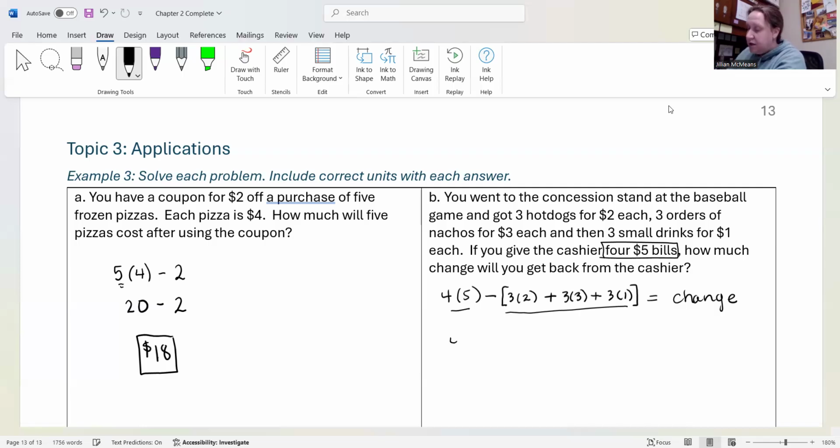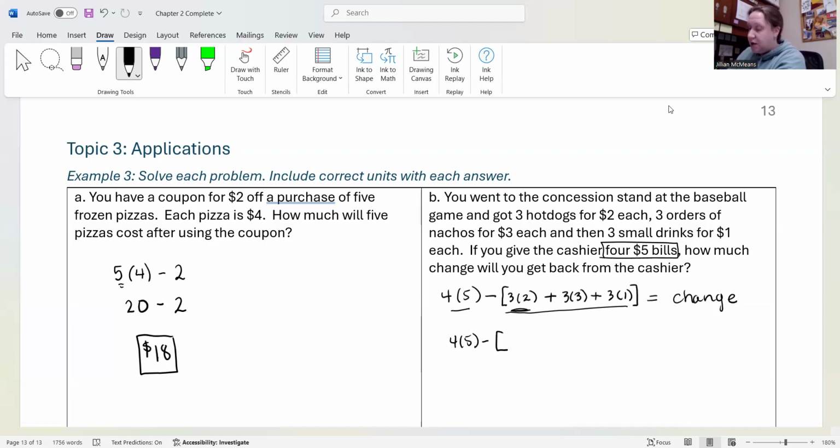So I'm going to say, okay, 4 times 5. And then in the brackets, we have multiplication and we have addition. And we know from the order of operations that we have to do the multiplication first. So we're going to do 3 different sets of multiplication here. So first, I have 3 times 2.